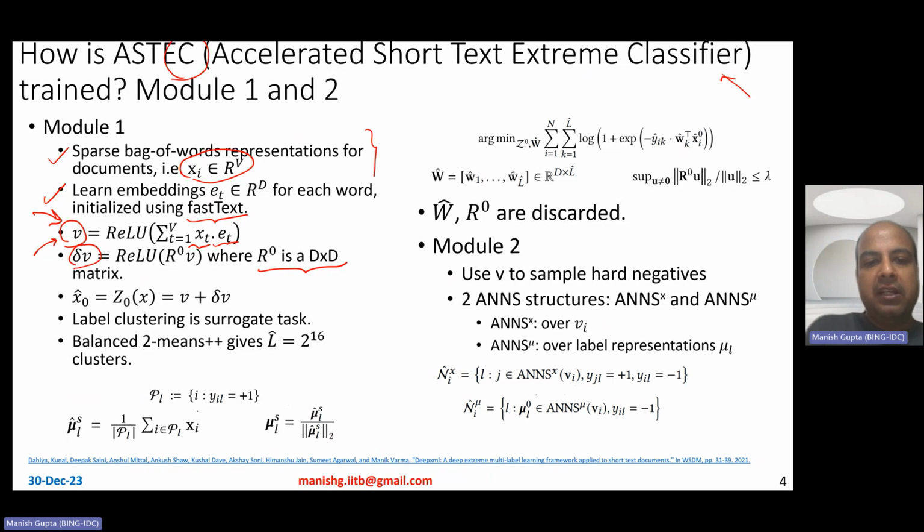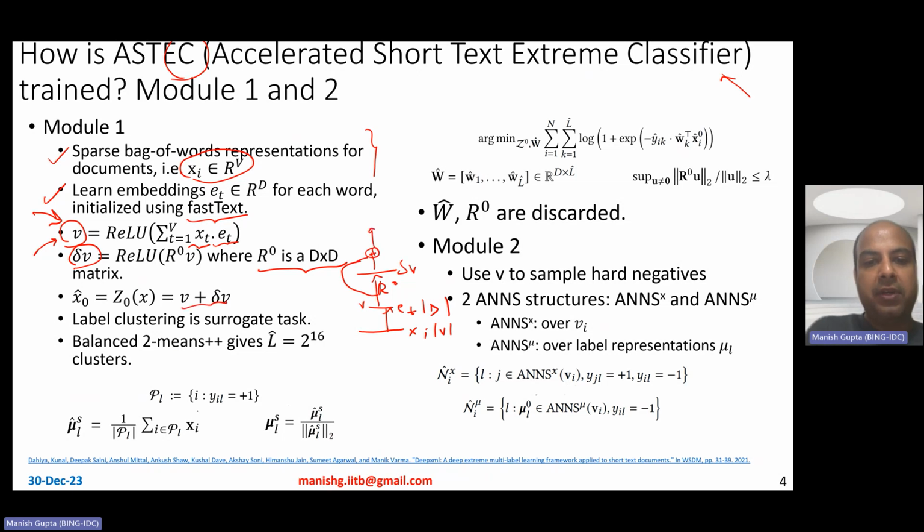You have just learned a d cross d matrix called R0 and then do a ReLU around it, and you get delta v. So just for the sake of it, you started with xi, which was V sized. You basically got a much smaller d sized et, and you have done this using fast text embeddings, and then you basically have your R0, which is what you use so as to essentially get your delta v. So this is your v, and that is your delta v. So what do you do next? Next, basically, you take this and you take this and you combine. You do a residual connection in that sense, and you get the output.